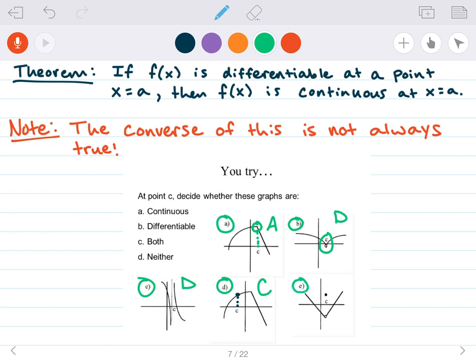And let's look at this last one. So this is not going to be continuous at c because there's an open circle right there at c. So it's not going to be continuous, and it's not going to be differentiable either because, just like the absolute value function, the slopes are approaching different values. The slope on the right side of c seems to be positive. The slope on the left side seems to be negative. So this is neither differentiable nor continuous.